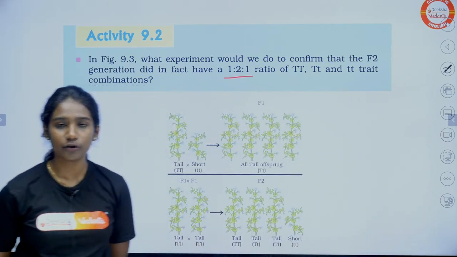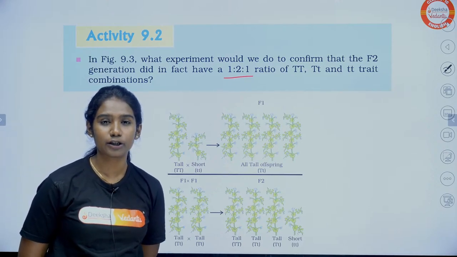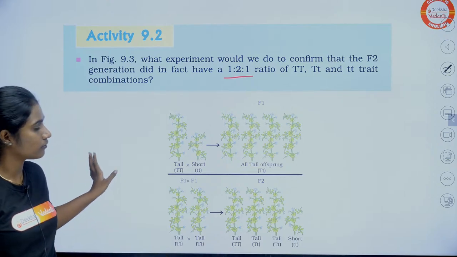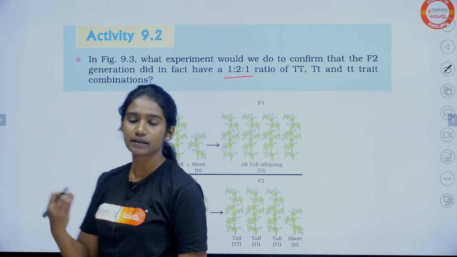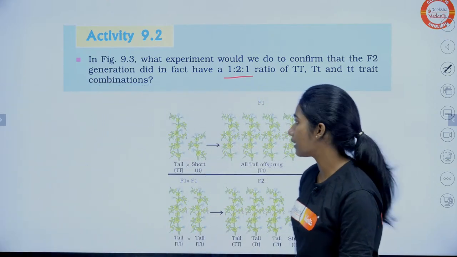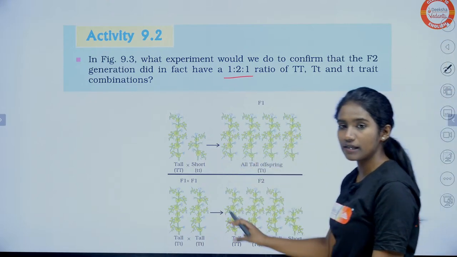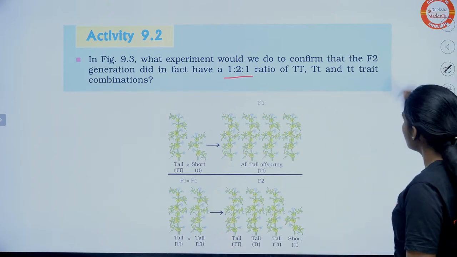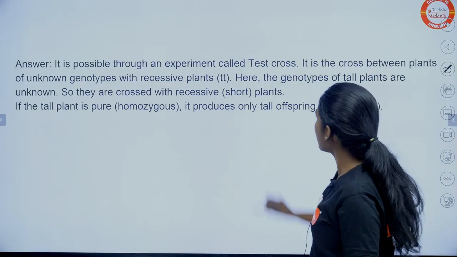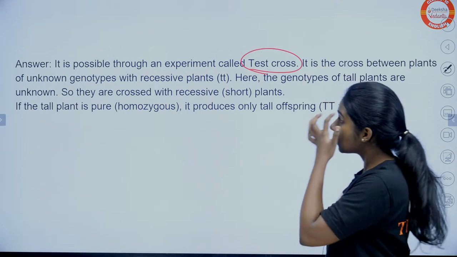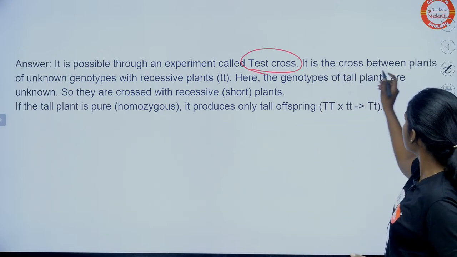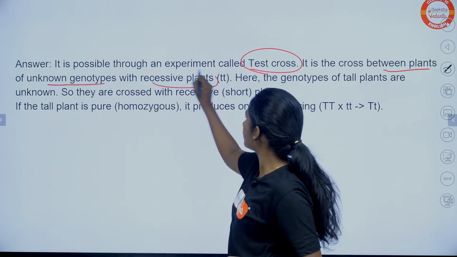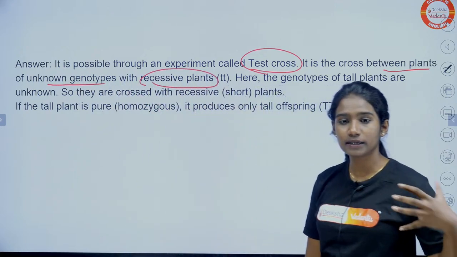How will you find out the genotype? We will conduct test crossing. We will do test crossing and then we will confirm that, okay, yes, this should be the gene, like that, right? So the same thing which I just explained, the same crossing is done over here. Okay, and then what are we doing? We conduct test cross. What are we doing in this? It is a cross between the plant of unknown genotype with the recessive plant, with the recessive parent.